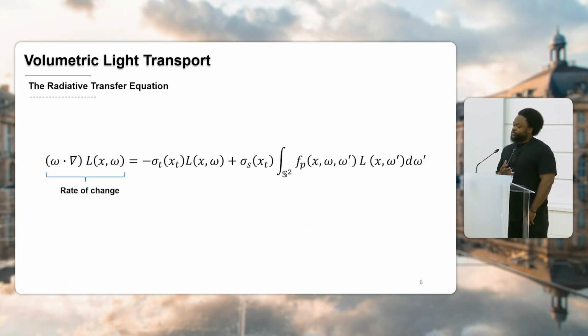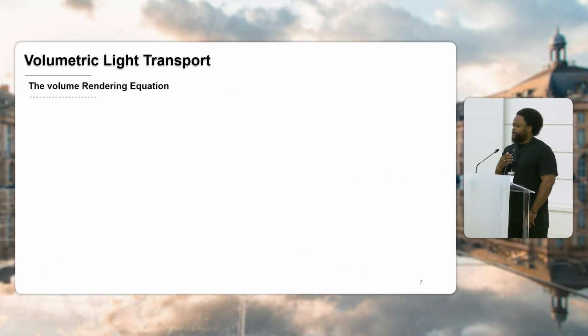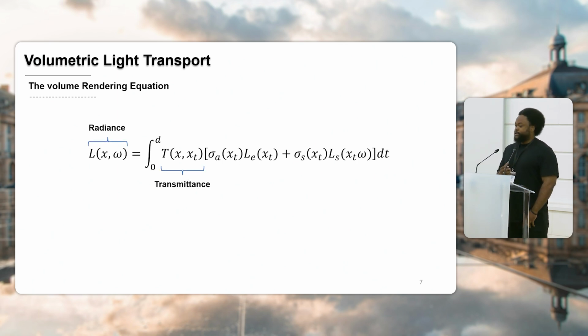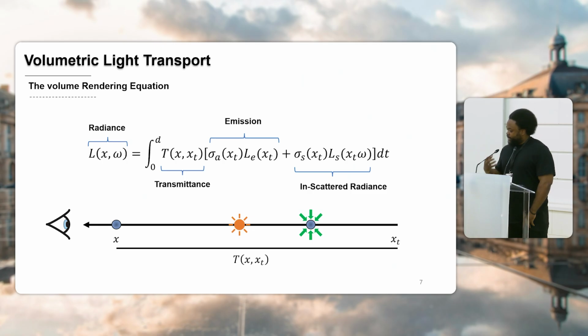And this equation essentially describes how radiance changes as it travels within a participating medium, a change which is mainly due to loss due to extinction and gain due to emission and inscattering. In practice, performing volumetric light transport simulation, however, is done using the volumetric rendering equation, which is the integral form of the radiative transfer equation. And what this equation gives us is radiance at a position in a direction omega by aggregating contributions along a ray.